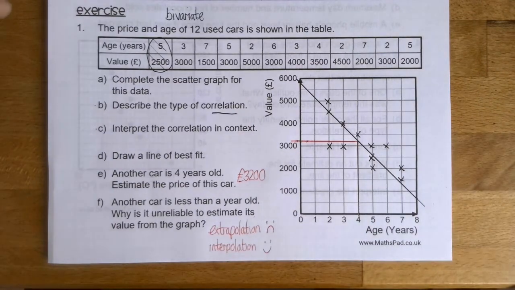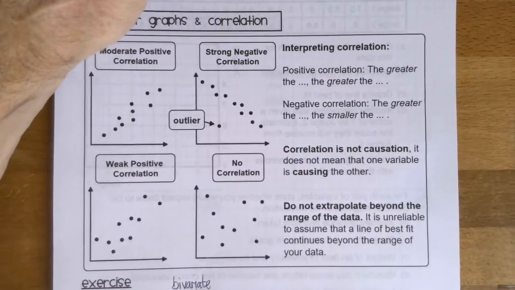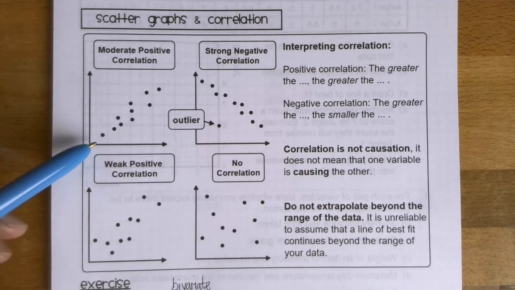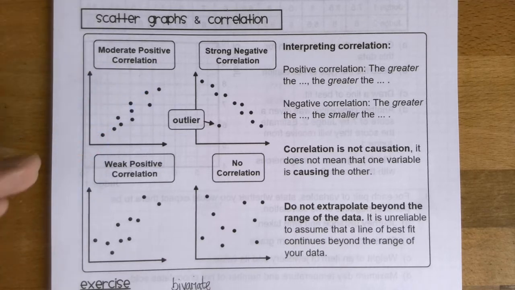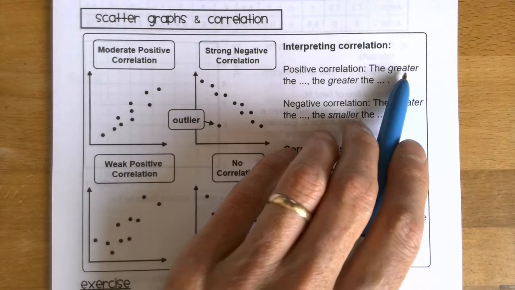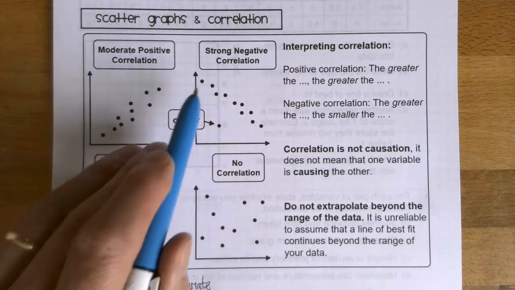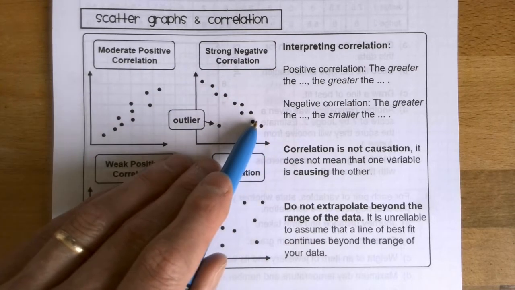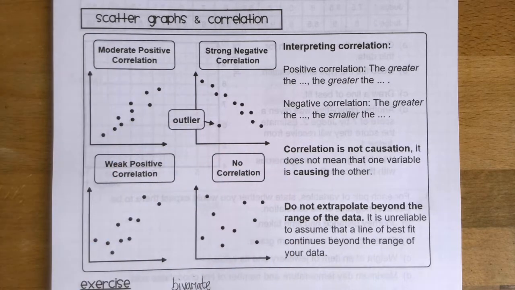Surprise, surprise. Let's go up to the top of the worksheet now. So we've got here some examples of what correlation looks like. You've got an uphill line here, which shows a moderate positive correlation. If you see a trend that's going up, that's positive correlation, where as one thing's getting bigger, the other thing's getting bigger as well. We've got a negative correlation. This is an example of a really strong negative correlation. With negative correlation, as this thing gets bigger, the other thing gets smaller.